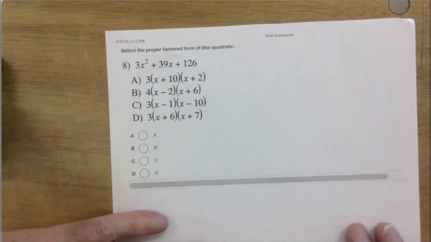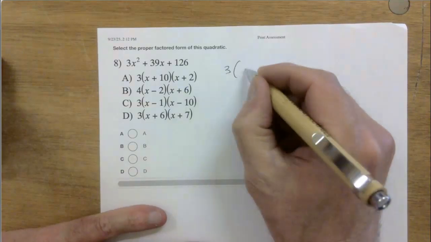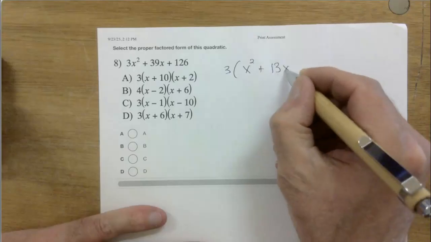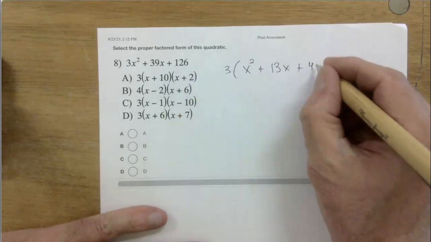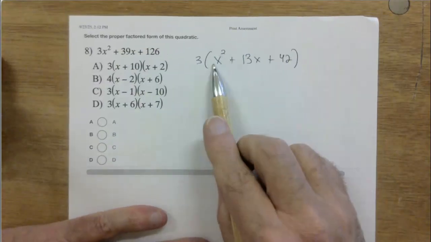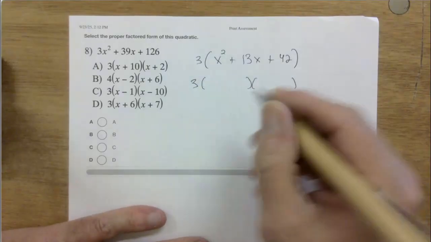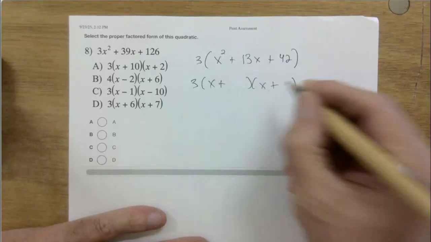All right, last one. Number 8. It's got a 3 in front, so take out the 3. That leaves x squared plus, I guess it's 13x plus, 3 goes into 12 4 times, 42. Nothing in front of the x squared. Now I can factor it. X goes here. They're both plus.